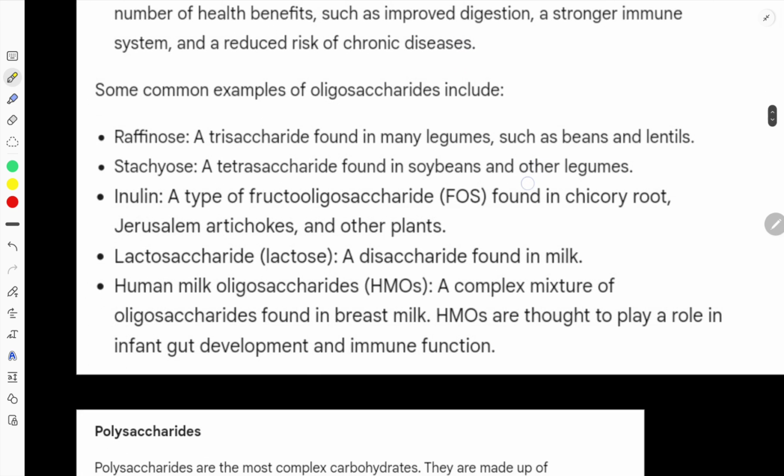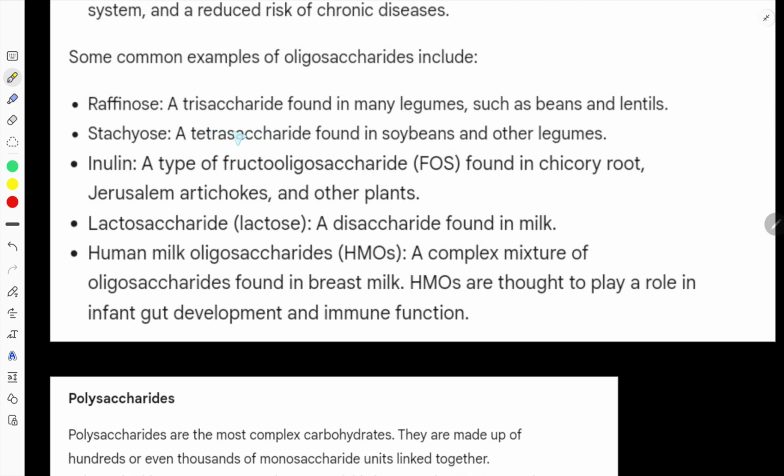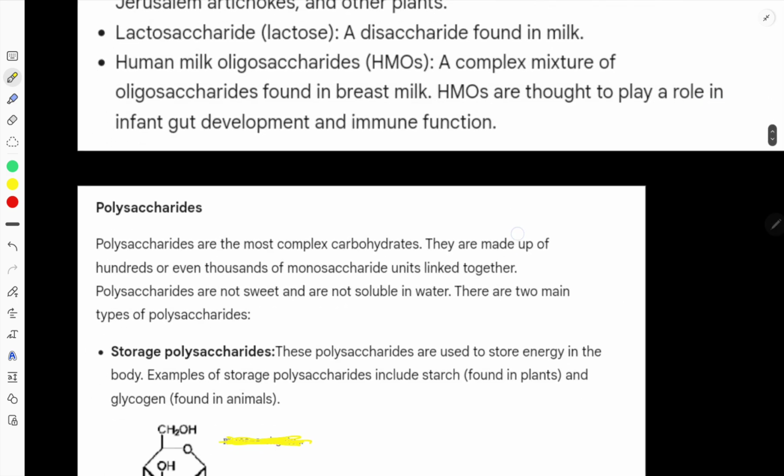Prebiotics: oligosaccharides can act as prebiotics, which are non-digestible fiber that promote the growth of beneficial bacteria in the gut. This can lead to health benefits such as improved digestion, a stronger immune system, and reduced risk of chronic diseases. Some common examples of oligosaccharides include raffinose, a trisaccharide found in many legumes such as beans and lentils, then stachyose, a tetrasaccharide found in soybeans and other legumes. Inulin, a type of fructooligosaccharide found in chicory root, Jerusalem artichokes, and other plants. Lactose, a disaccharide found in milk. Human milk oligosaccharides, a complex mixture found in breast milk, are thought to play a role in gut development and immune function.